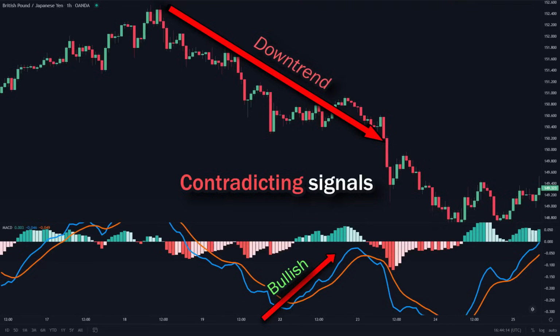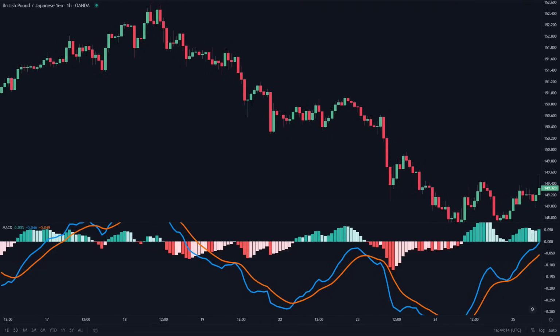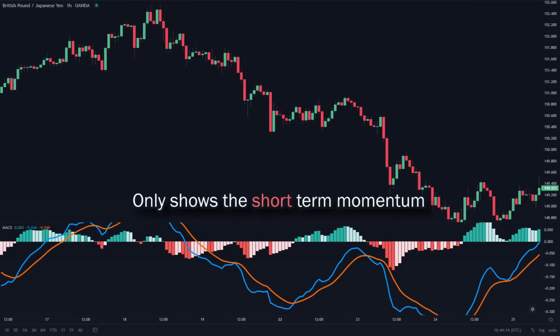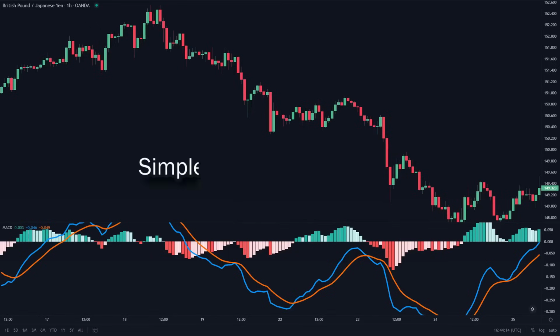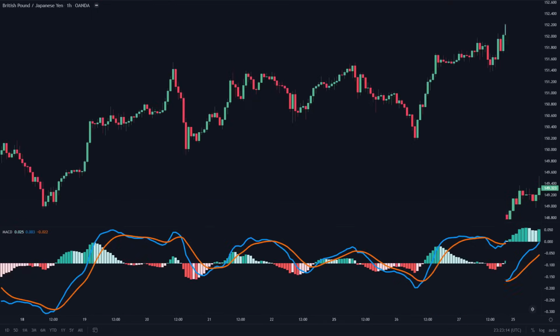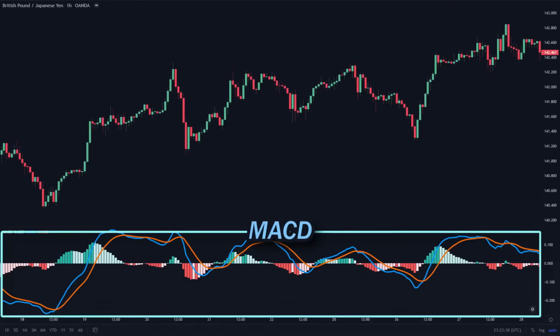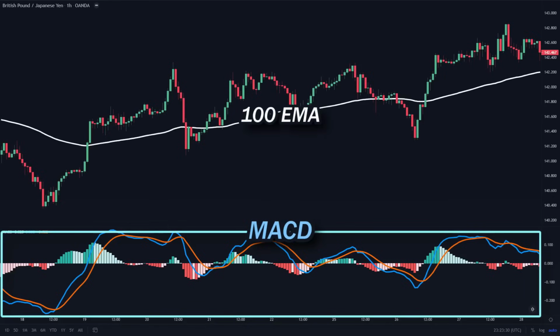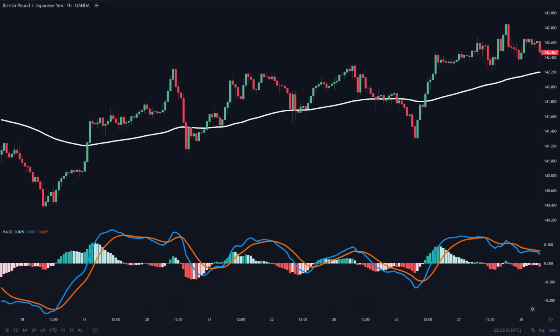This is exactly why you shouldn't use the MACD by itself, because what the MACD is showing us is only the short-term momentum. And as traders, we also need to take the long-term trend into consideration, because we never want to trade against a trend. And so a simple but high win rate strategy that I recommend for beginners is by combining the MACD with a long-term trend indicator, like the 100 EMA. This way, we can safely trade the MACD while making sure that we're staying within the same direction of the long-term trend. So this is how you trade the strategy.